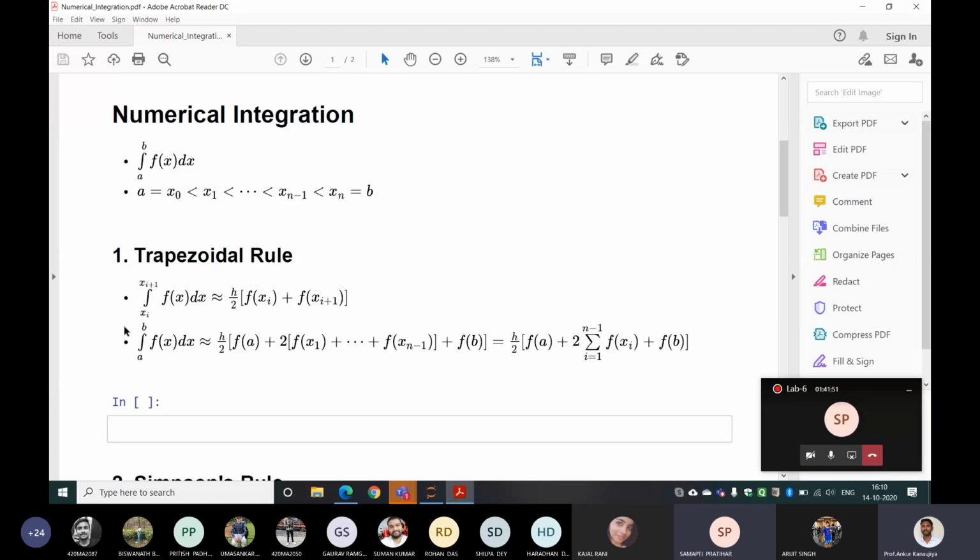But if you do it in each interval, you will get h by 2, then f of x0. A means x0, B means f of xn, and in between 2 times, from x1 to xn minus 1. In terms of summation, you can write 2 times the sum from i equals 1 to n minus 1 of f of xi. So this is the formula. This I will write in Python: h by 2 times f of a plus 2 times this summation of f of xi, plus f of b.